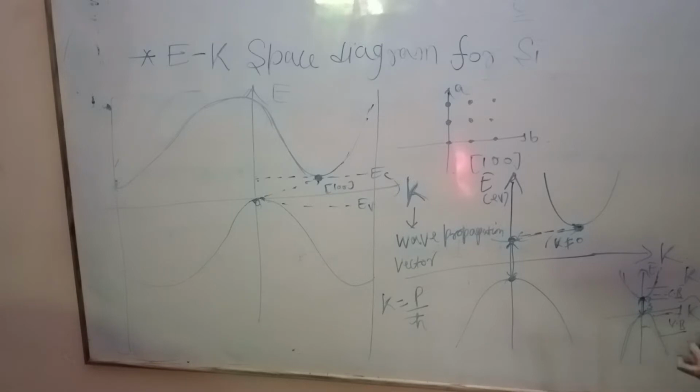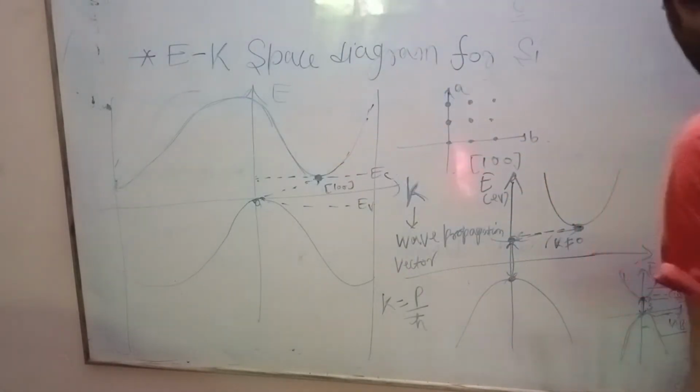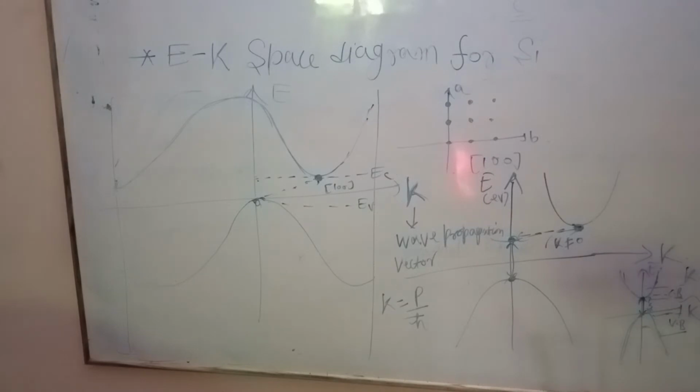So h nu is energy in the form of heat. It will get dissipated here. But in case of a direct band gap, this energy is in the form of a photon. There, energy is not consumed in the sense that here the energy is of a non-radiative type, meaning it will get dissipated.